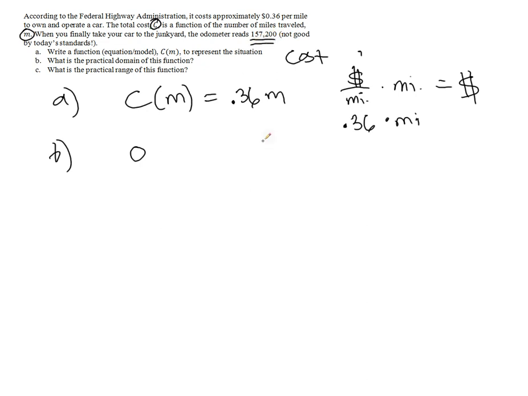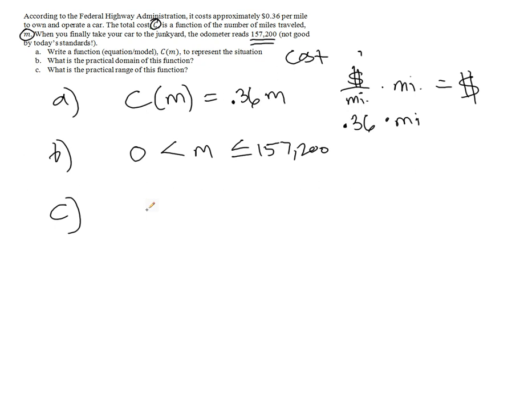So the domain in this case ranges from 0 to 157,200 miles. Now, since this is miles, we'll put an m in between here. So up until and including 157,200, the car is fine. But we probably keep the car for more than 0 miles, so we probably don't want to say 0 is less than or equal to.